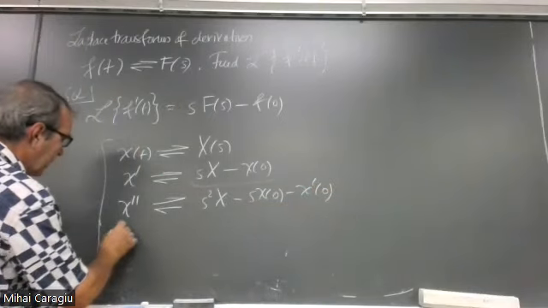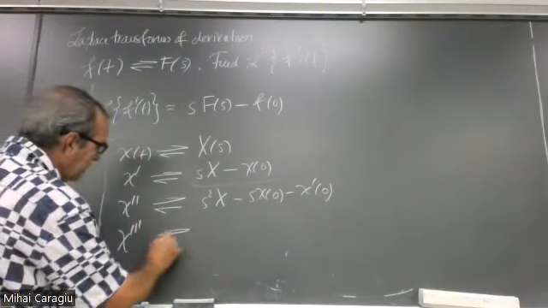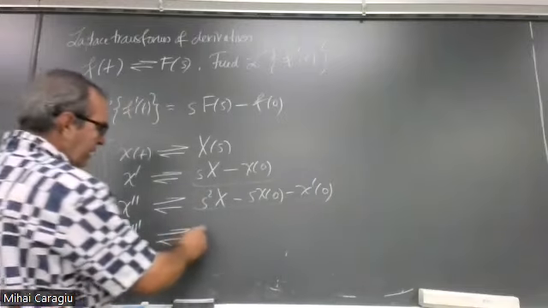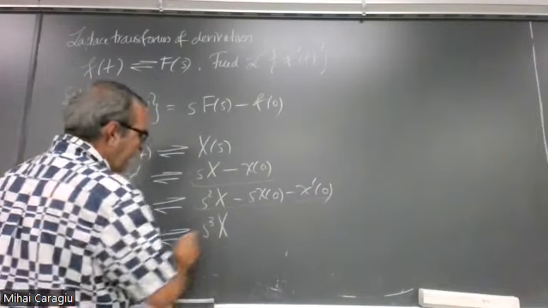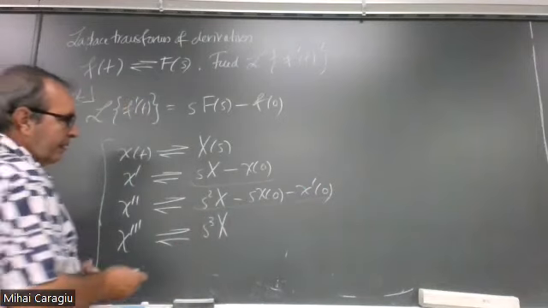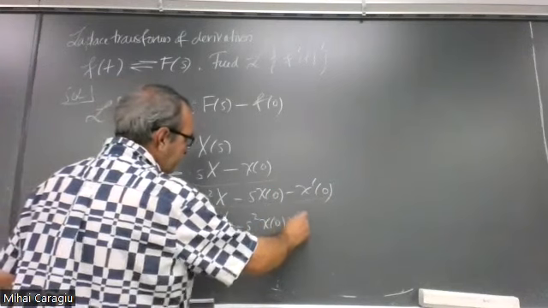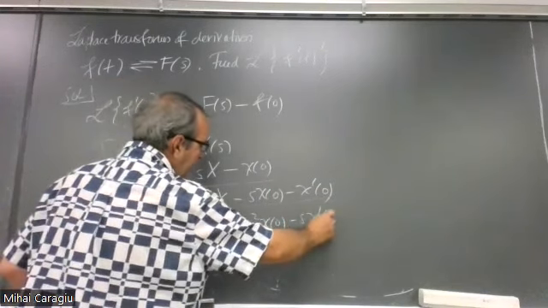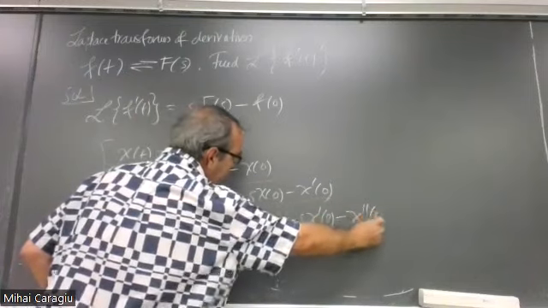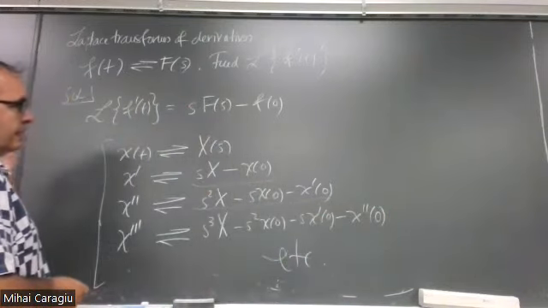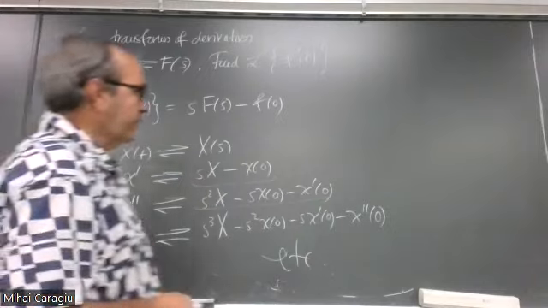We can continue as much as we want. X third transforms into, multiply this by s and subtract the next derivative at 0. So s cubed big X of s minus s squared small x of 0 minus s small x prime of 0 minus small x second of 0. It's simple. So we now have the Laplace transform of a subsequent series of derivatives.